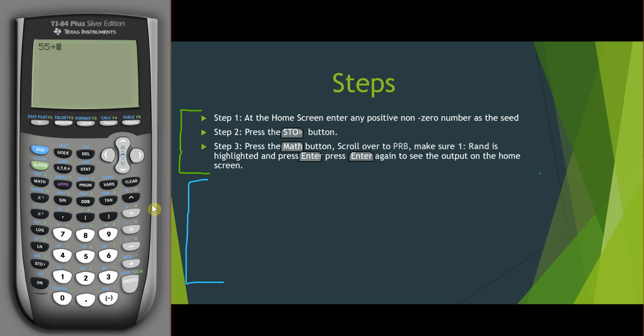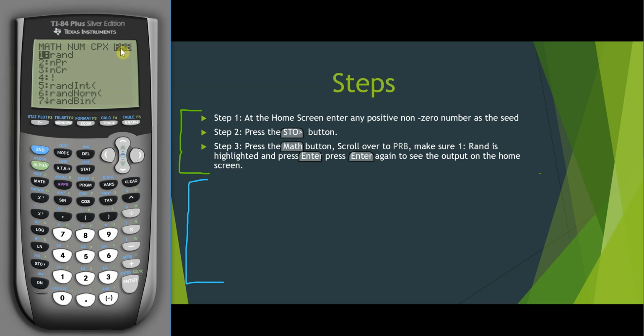Next, press the math button, which is located below the alpha. Scroll over to probability using the right and left arrow keys. You can either use the right arrow key or simply use the left arrow key once. The TI-84 reads these four tabs as being in a loop, so probability and math are side by side, which is why you're able to do that trick.